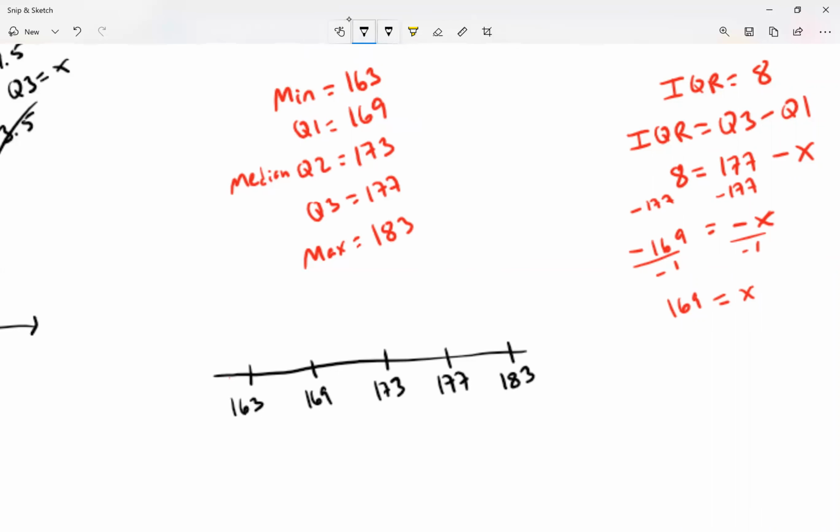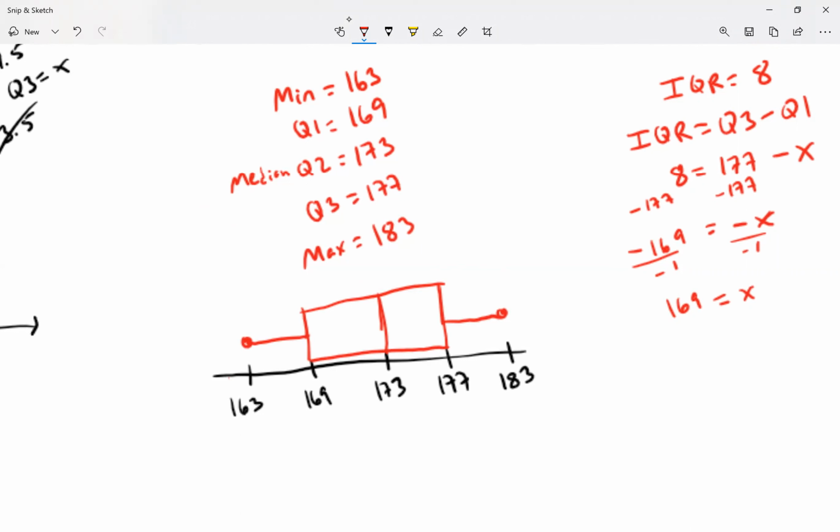At the smallest and the biggest number, I'm going to represent those with dots. The smallest and the biggest. Now, quartile 1, quartile 2, and quartile 3 are going to be represented as little lines. So 169, 173, 177. They're represented as little lines. So something like this. My lines in the middle, I'm going to close them as a box. And then I'm going to connect them to look like a box and whiskers.